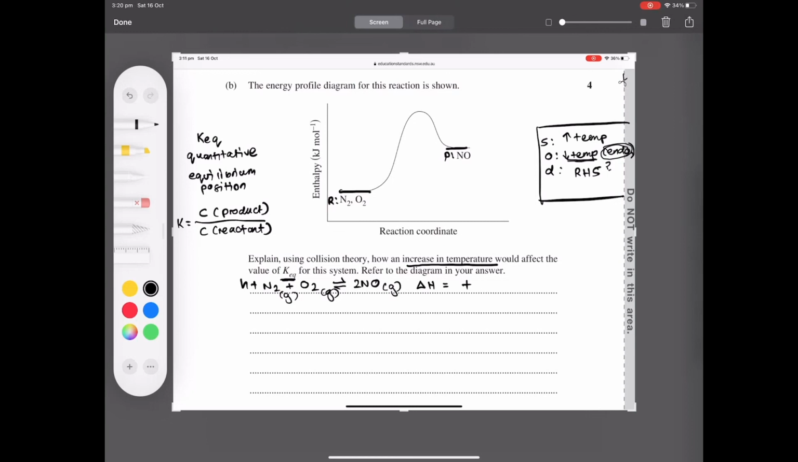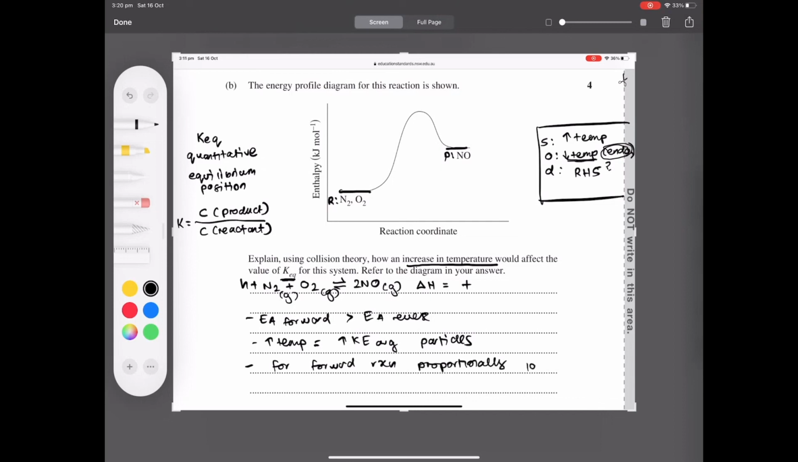Yeah, I'll give it a shot. So as we can see in the graph, the activation energy for the forward reaction is much higher relative to the reverse reaction. Good. And so when we increase temperature, we're increasing the average kinetic energy of the particles. And when we do this, for the forward reaction, there will be a proportionally larger increase in the amount of successful collisions compared to the reverse reaction, as the activation energy is higher.